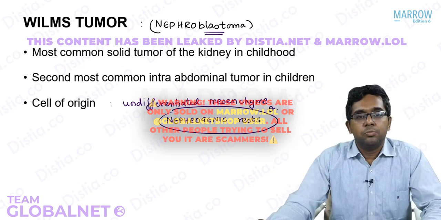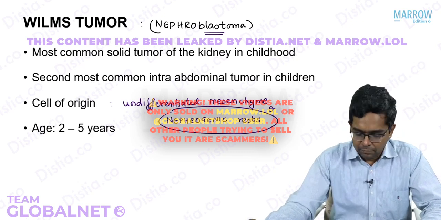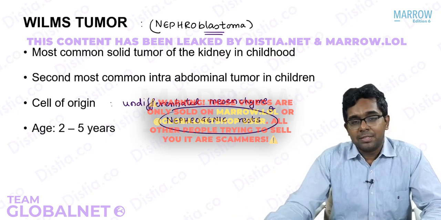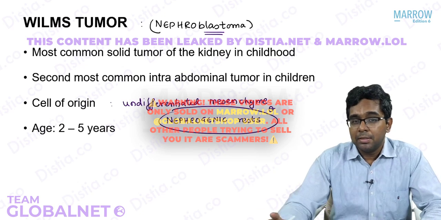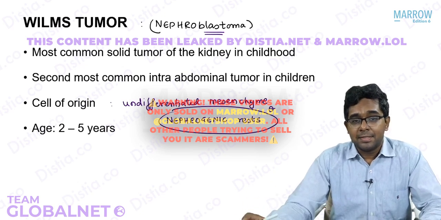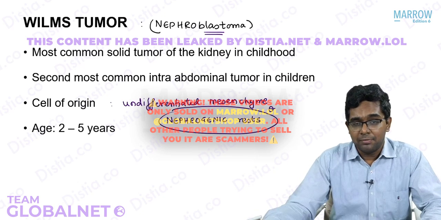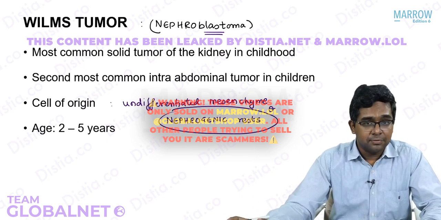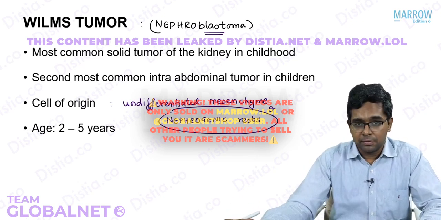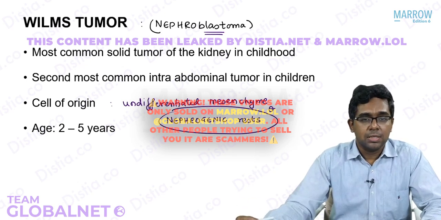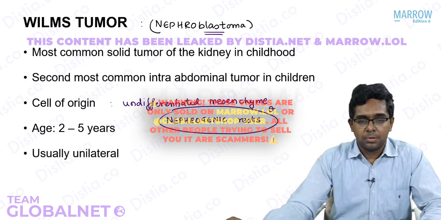Okay, next moving on to certain basic facts about Wilms tumor. The age group affected is 2 to 5 years. Remember, for neuroblastoma, I said it usually manifests in infancy, whereas Wilms tumor is after infancy. That is why the range of 2 to 5 years. And Wilms tumor mostly is a unilateral tumor.